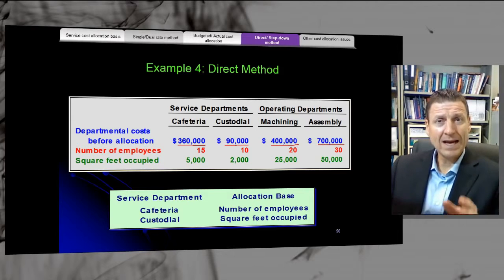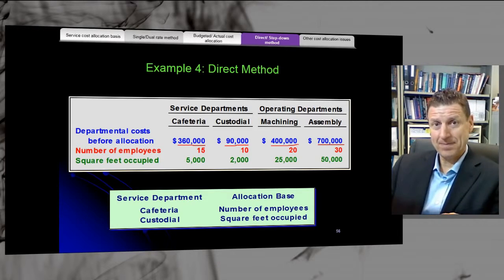At the same time, generally in these questions, you need to find out what is the allocation base, so you can allocate costs from one department to another. And so generally, if you have more than one service department, they may give you more than one allocation base. Now in this case, we have numbers of employees employed by cafeteria, custodial. Also, we have square feet occupied, okay? And then this information is given for all the departments here.